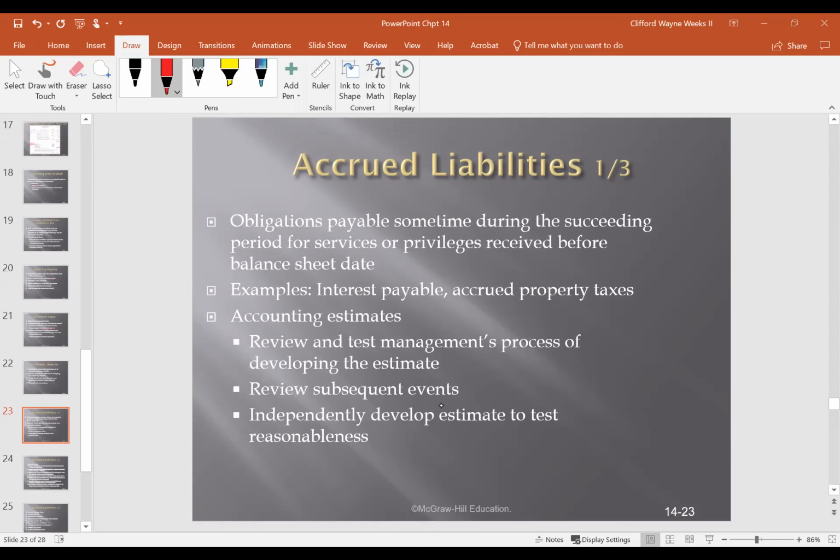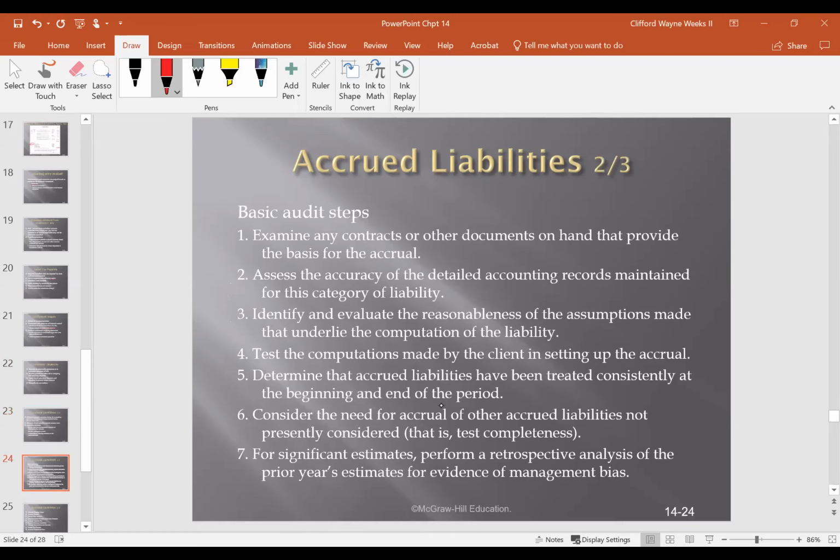They owe the construction company, right? And so, it's just the other side of the transaction. So yeah, there's a lot of estimates that are utilized there. Basic audit steps: examine any contracts or other documents on hand to provide the basis for the accrual. Assess the accuracy of the detailed accounting records maintained for the category of liability. Identify and evaluate the reasonableness of the assumptions made that underlie the computation of the liability.